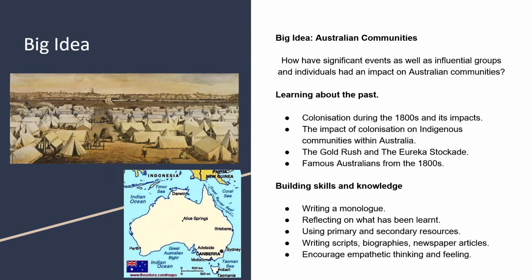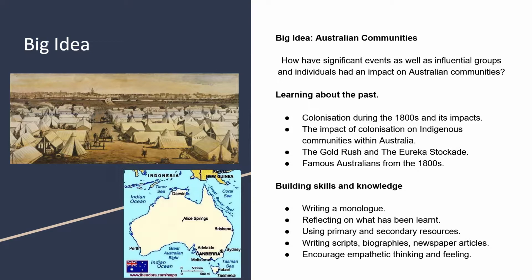The purpose of the big idea is to capture the students' attention as well as to give students the freedom and skills to build upon what they already know. This big idea focuses on Australian communities and looks at how significant events, people and groups have had an impact on Australian communities. In order to do this, students will be looking at the impact of colonisation in the 1800s as well as the Eureka Stockade, and look at how these events have had an impact to Australia as we know it.